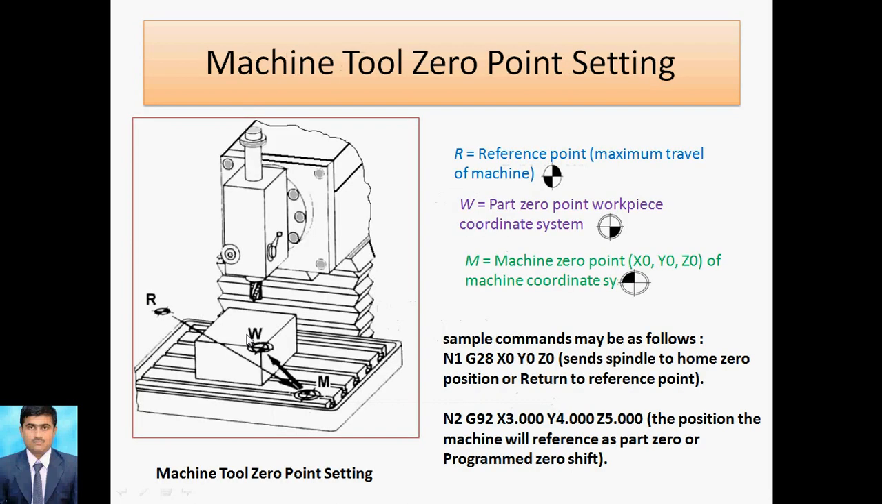Look at this figure. The figure indicates R, W, and M. R is the reference point, W is the workpiece coordinate system, which is a zero point. This is also a zero point for reference, and M is the machine zero point. The machine zero point indicates X0, Y0, Z0. Then the part zero point is here.